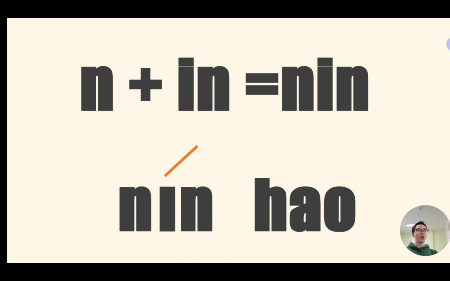Nín in Chinese means you, but it is a respected you. When you want to mention other people older than you or you respect, you can use the nín rather than nǐ. For example, say hello to your grandpa. We will use this way. 您好. One more time. 您好. Hello. 您好, 爷爷. Hello, grandpa. Get it?